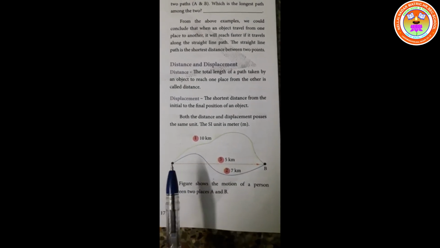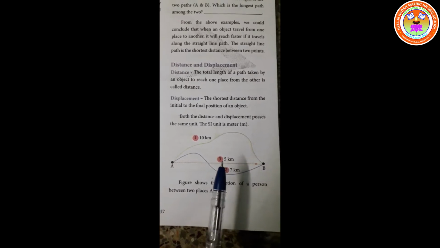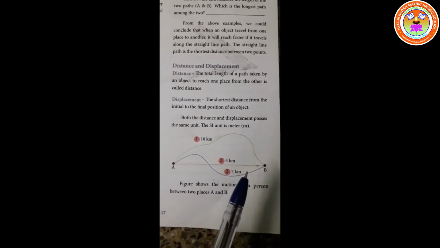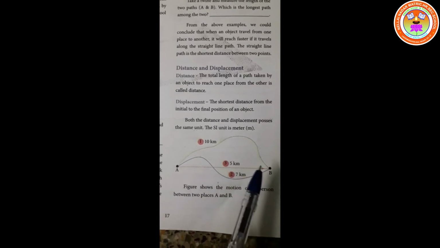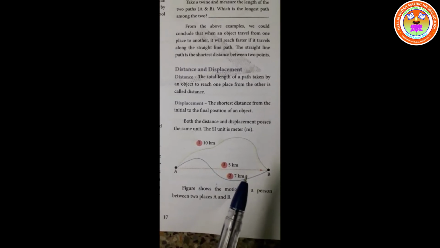So which is the shortest distance here? That 5 kilometer path is only the displacement, because 5 kilometer is the shortest distance between the two points, and 10 kilometer and 7 kilometer are distances. Have you understood, student?